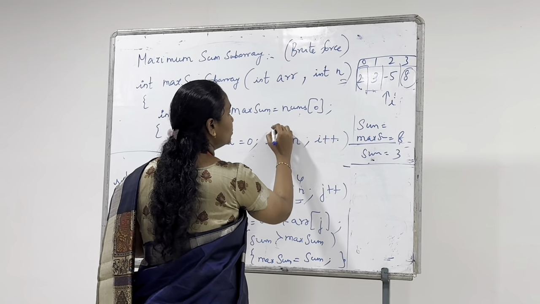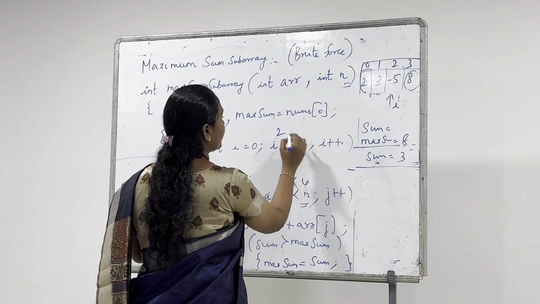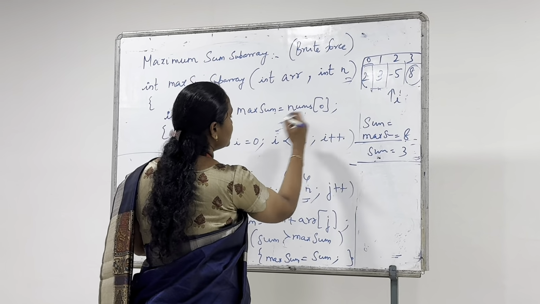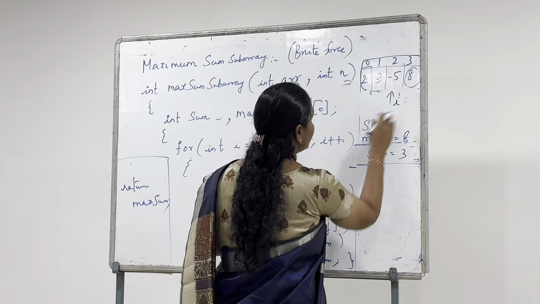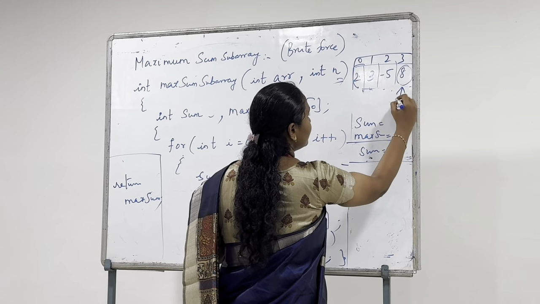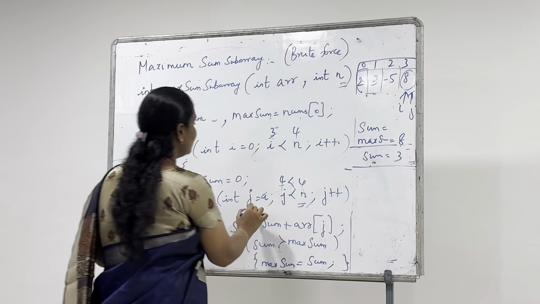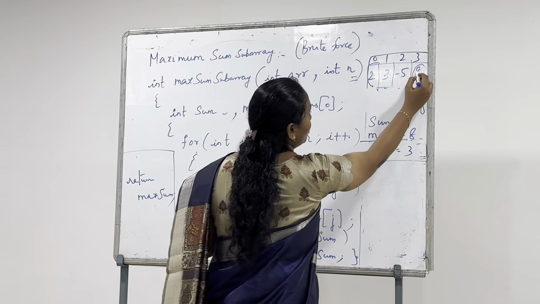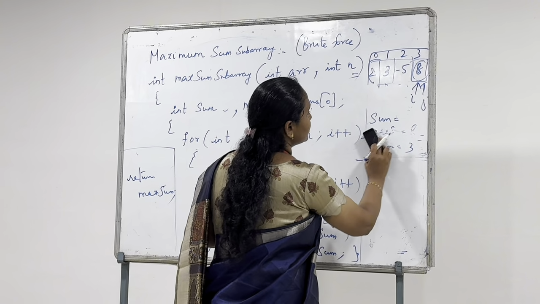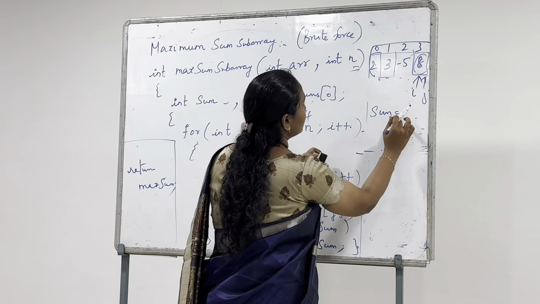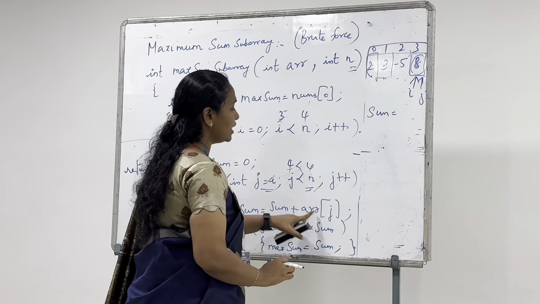Now i is 2. Now 2 plus 1 it is 3. So 3 less than n, condition true. 3 less than 4. So now i gets incremented and j again points to i. So now we are considering only the subarray element of 8. Okay. The sum is equal to sum plus array of j.